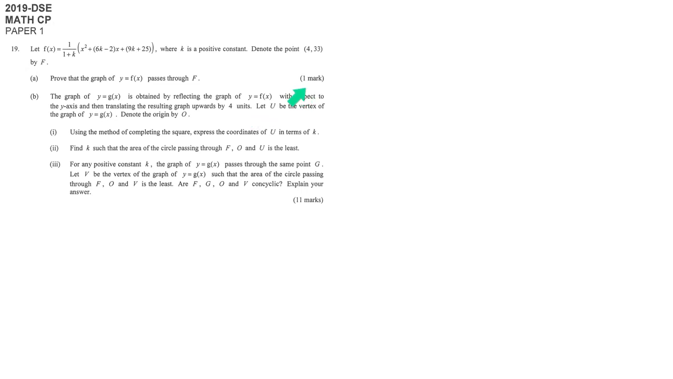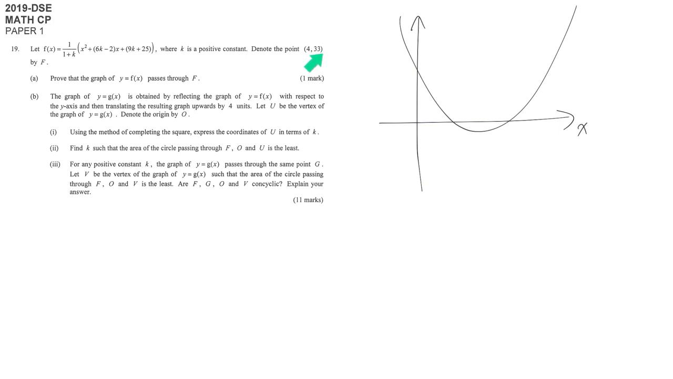In section B, if it's only worth 1 mark, then this question should be quite straightforward. So they give you a function. K is a constant, only x is variable. So with different input, we predict the graph will be, since 1 plus k is a positive constant, the x squared coefficient is positive, so it's upward sloping. Maybe it's like this. And then denotes the point (4, 33).